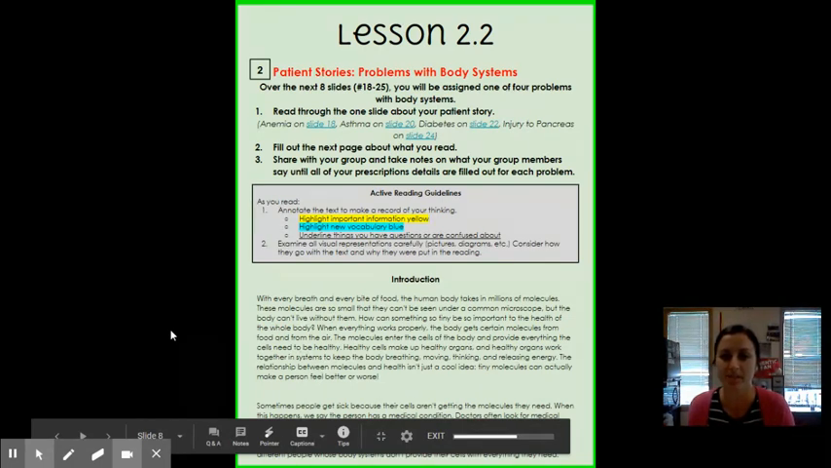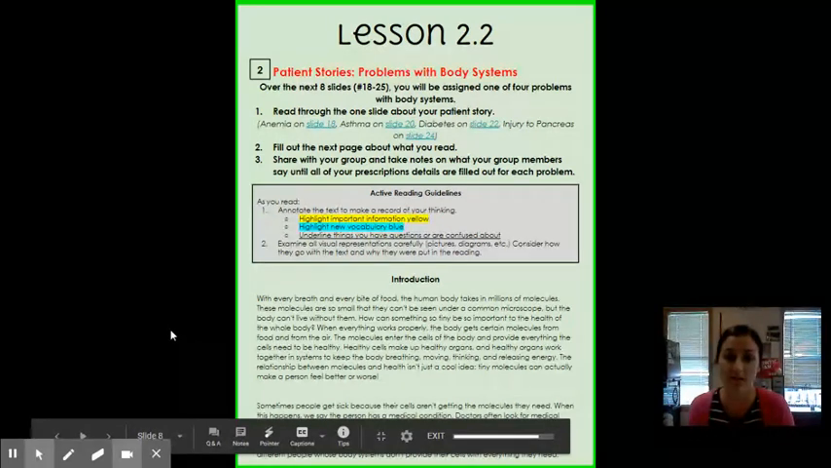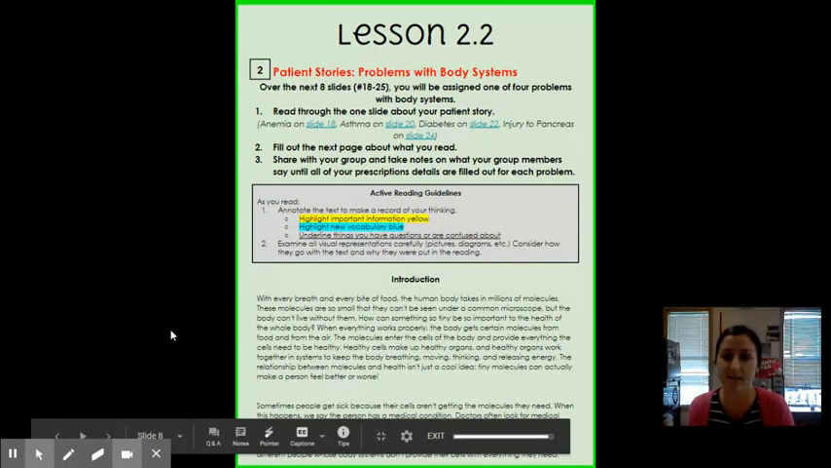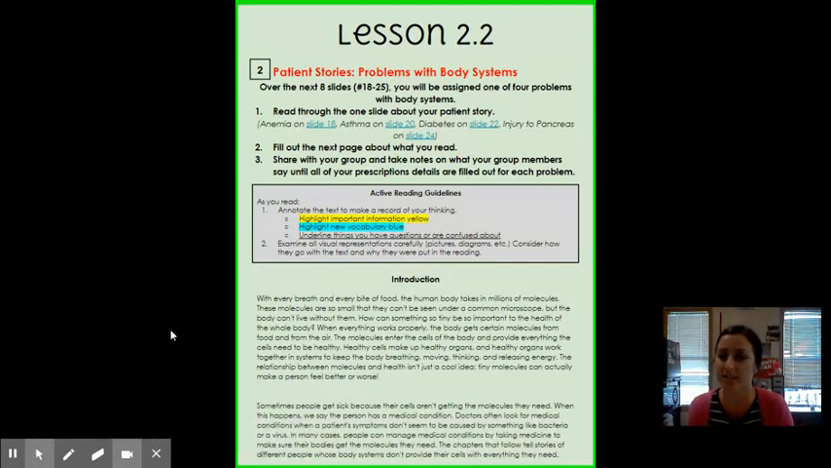When everything works properly, the body gets certain molecules from food and from the air. The molecules enter the cells of the body and provide everything the cells need to be healthy. Healthy cells make up healthy organs, and healthy organs work together in systems to keep the body breathing, moving, thinking, and releasing energy. The relationship between molecules and health isn't just a cool idea. Tiny molecules can actually make a person feel better or worse. Some people get sick because their cells aren't getting the molecules they need. When this happens, we say the person has a medical condition.